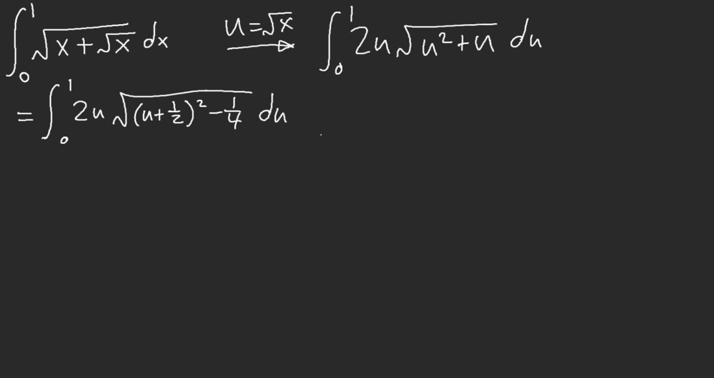Okay, so after you complete the square, we're not going to use trig substitution. We're going to use hyperbolic substitution. So let u plus 1/2 equal 1/2 cosh theta. Then du is going to equal 1/2 sinh theta d theta.